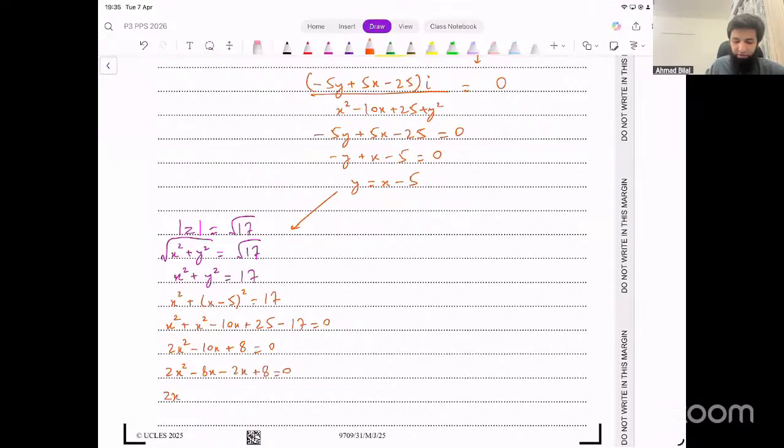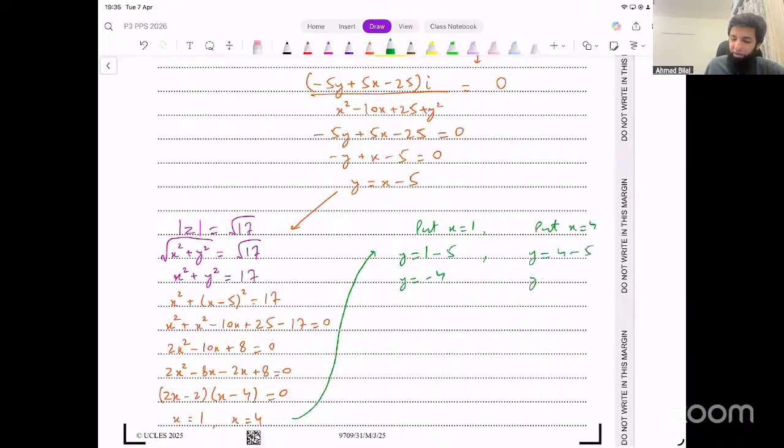We get two factors from this. 2x minus 2, that's one factor, and the other factor is x minus 4. So there are two possible values of x that we get, x equals 1 or x equals 4. Now we input them back in the other equation. You put x equal to 1 here, and then you input x equal to 4 here. When you input x equal to 1, you get 1 minus 5, which is minus 4. When you input x equals 4, you get 4 minus 5, which is minus 1.